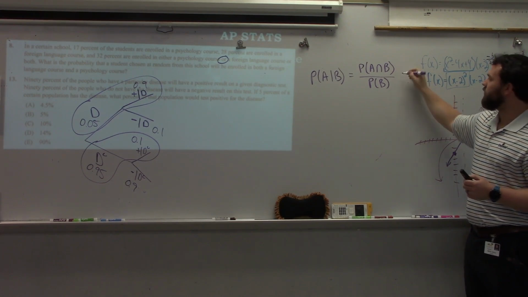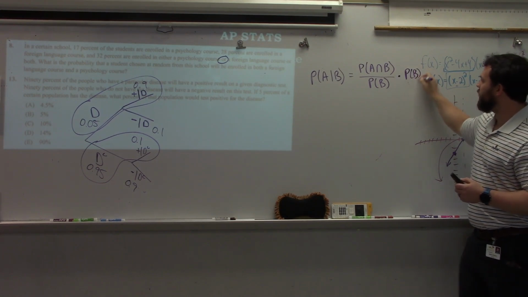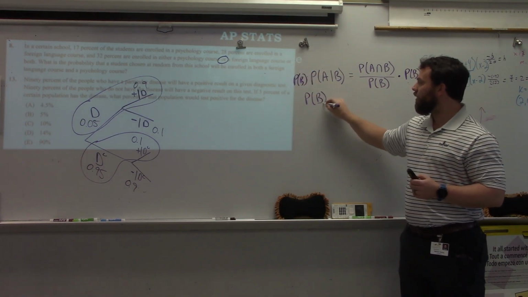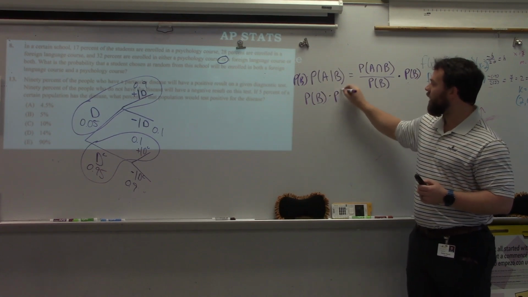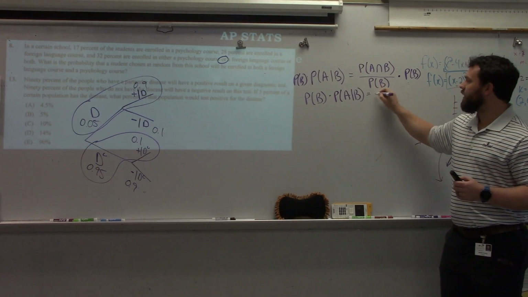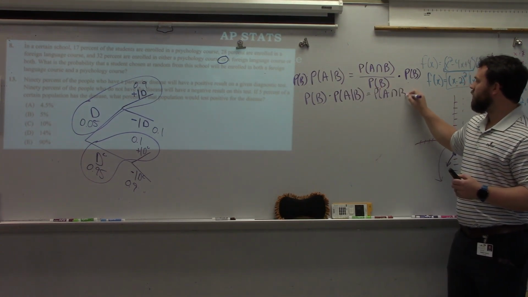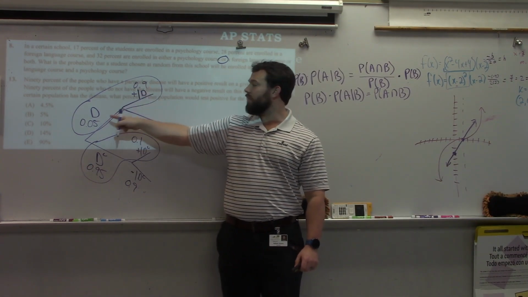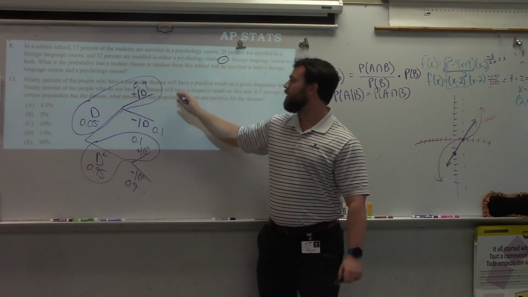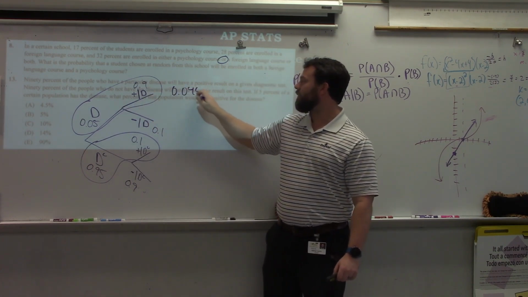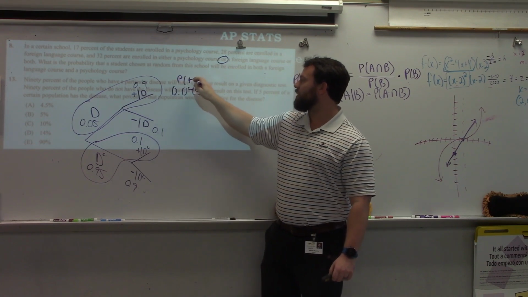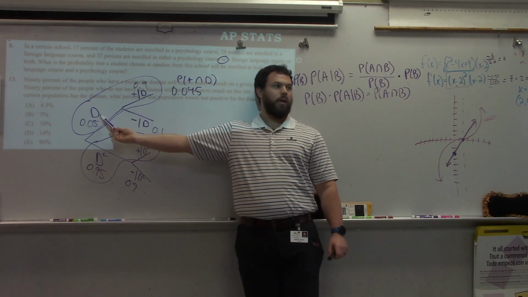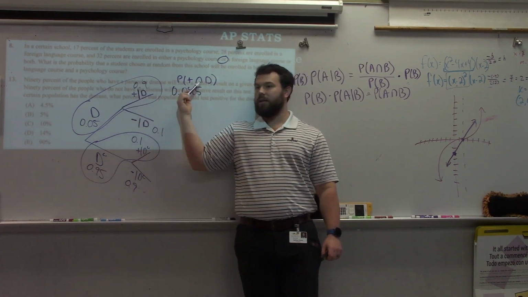How can I find just what this intersection is? Multiply by the probability of B. And so we want to remember this, right? If I take the probability of the condition and multiply it by the conditional, I get the intersection. Here's my condition. Here's my conditional. If I take 0.05 and multiply it by 0.9, I get 0.045. That is the probability of testing positive and having the disease. When I take my condition and multiply it by the conditional, I get the intersection.